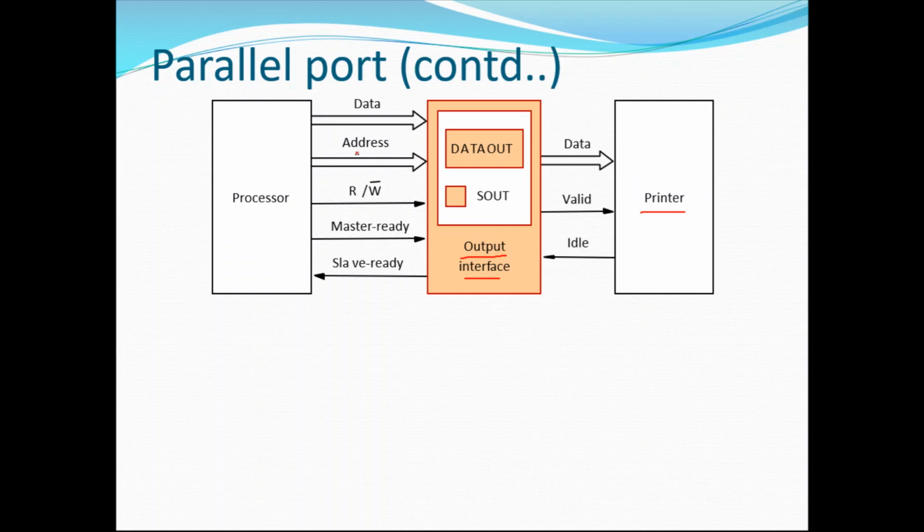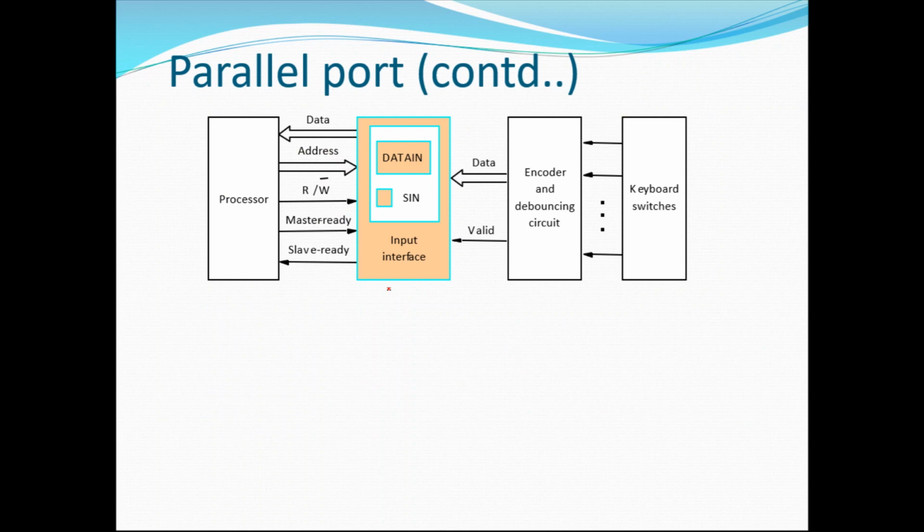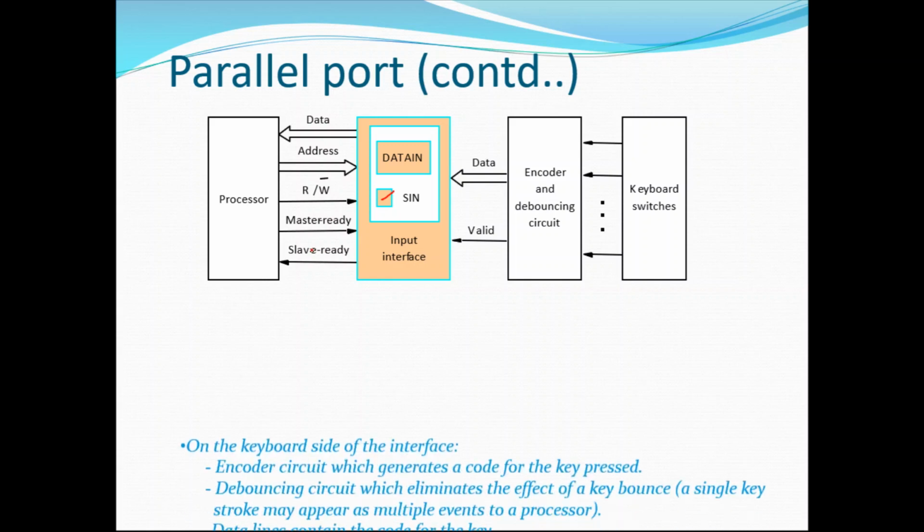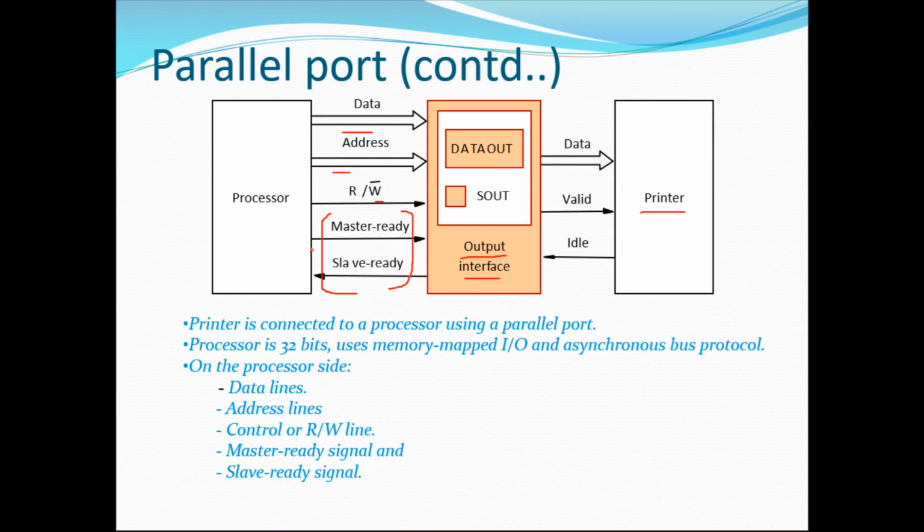On the CPU end, you can see there are the data bus, the address bus, the read and write control lines, and the handshake signals, master ready and slave ready. The slave ready will be asserted when the data is available. Once the data is read, the input interface will also assert the slave ready. This is whatever we have discussed in the previous class. All those things will happen automatically.